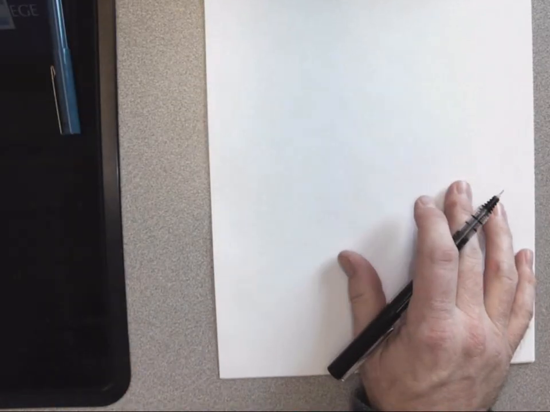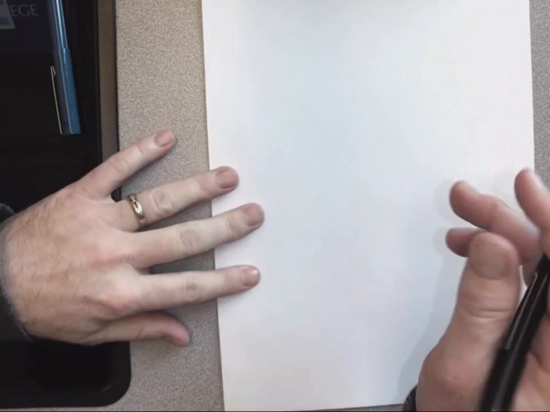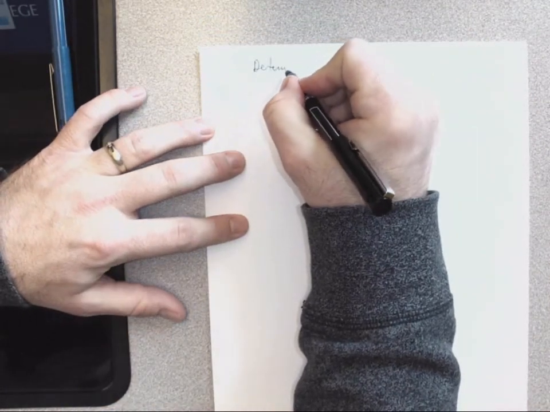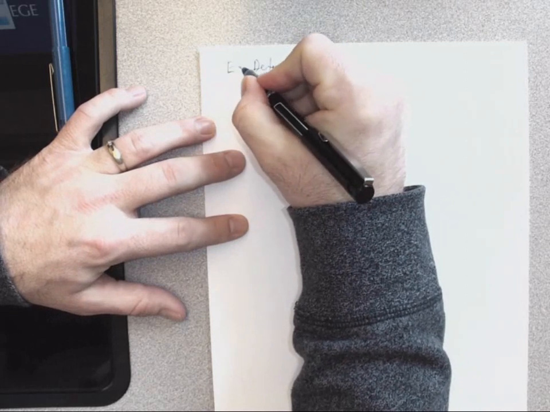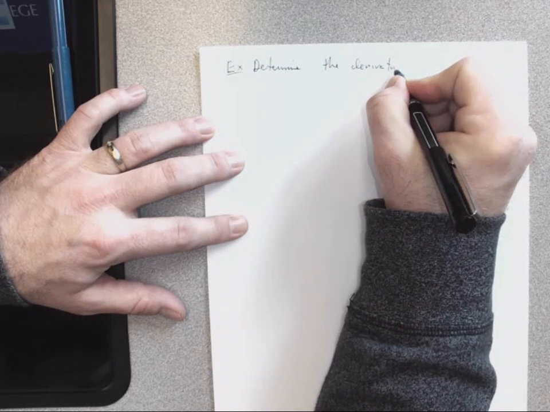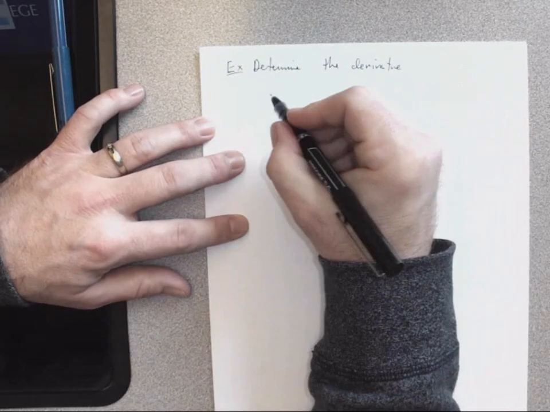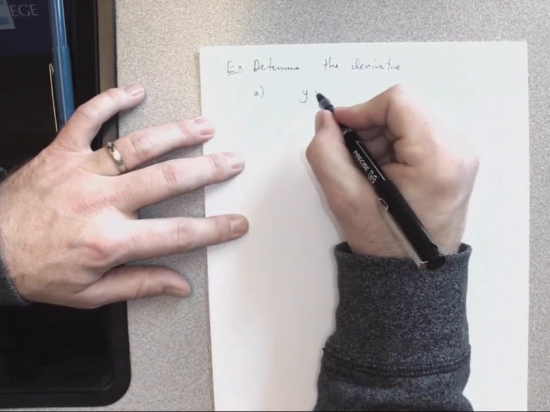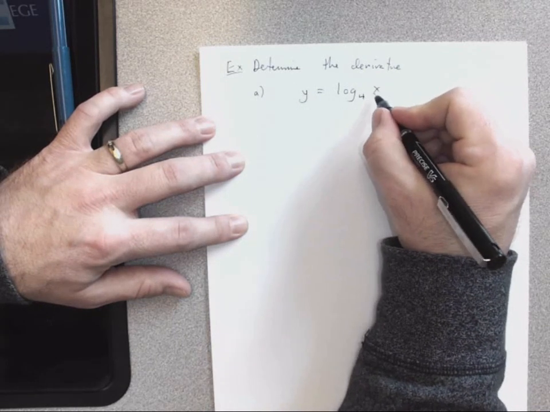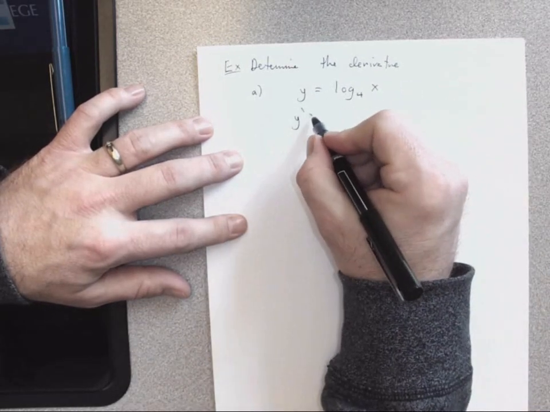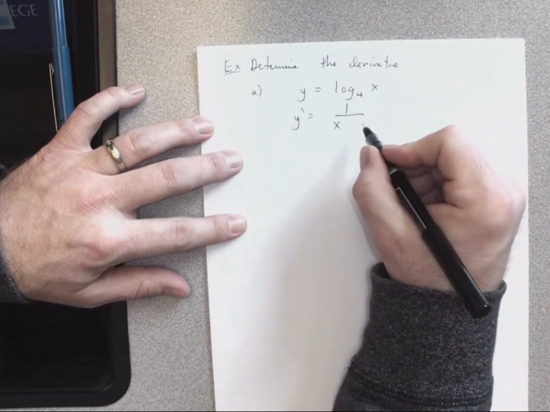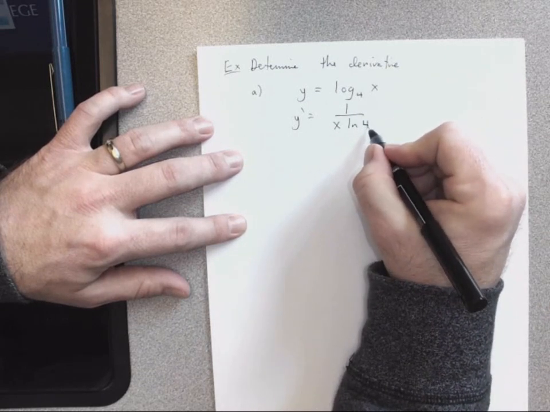So some examples. Determine the derivative. A. If y is equal to the log base 4 of x, we know that y prime is going to be equal to 1 all over x times the natural log of 4.